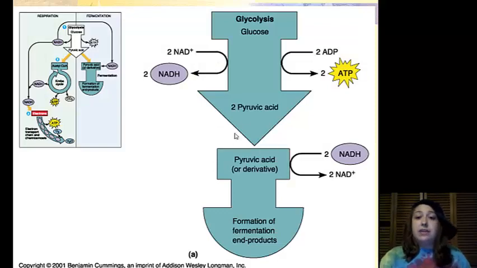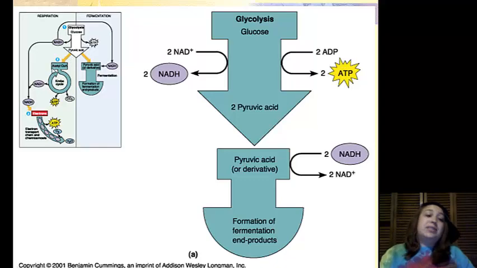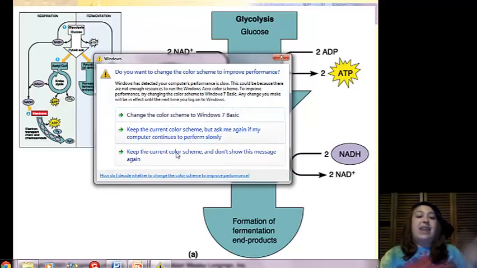So, again, we've got the glycolysis up here. And as we go through glycolysis, we create 2 ATP and 2 NADHs. So, then we got 2 pyruvic acid. Now, normally, if we were doing respiration, if you look up in this corner picture up here, it would go through it and turn into acetyl-CoA, and then, oh, dang it.